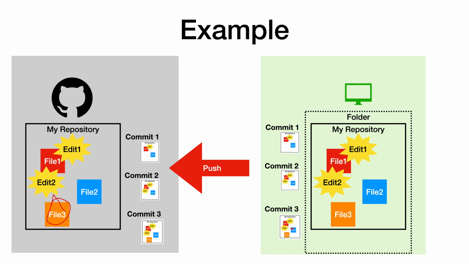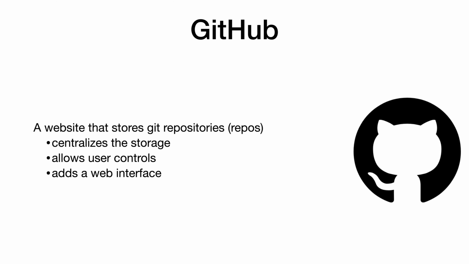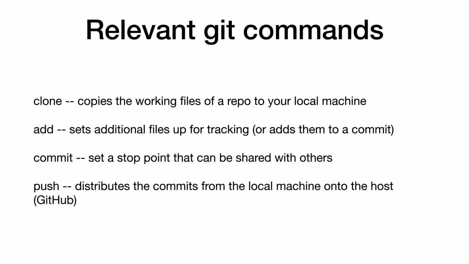So remember, the commands that we really need: clone makes a copy on our local machine. Commit makes a save point that we can come back to. Push takes all of our changes from our save points and puts them up on GitHub. And add stages new files and changes that haven't been committed yet, but that we want to add to the next commit.